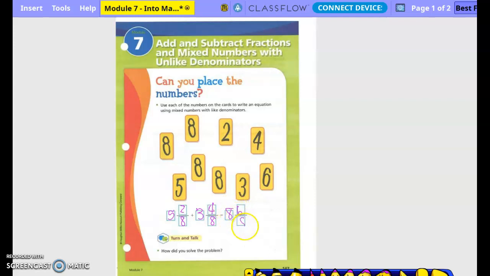And 6/8. Okay, so we have how many 8s here? We have 1, 2, 3, 4. Okay. Did we use the 5? Yep. Did we use 1, 2? Yep. Did we use 1, 4? Yep. 1, 3? Yep. And 1, 6? Yep. All right.